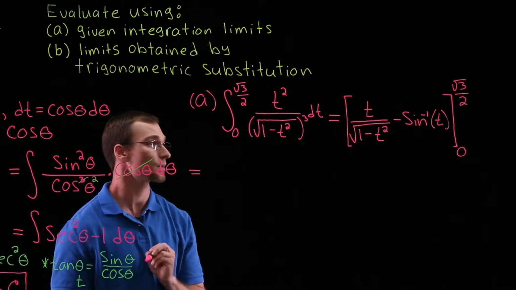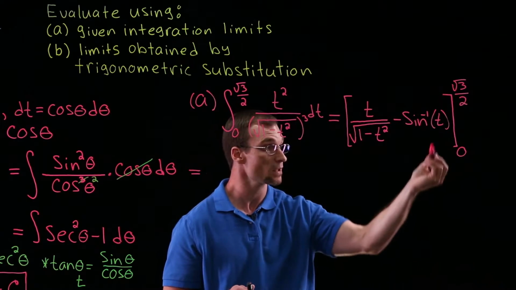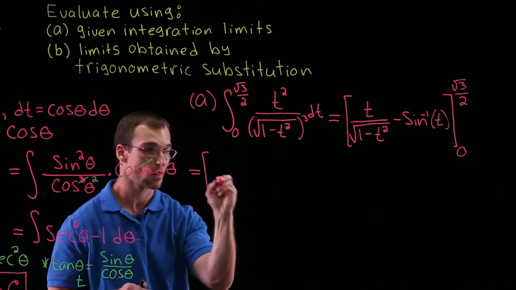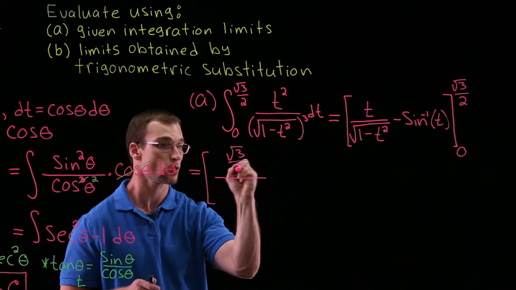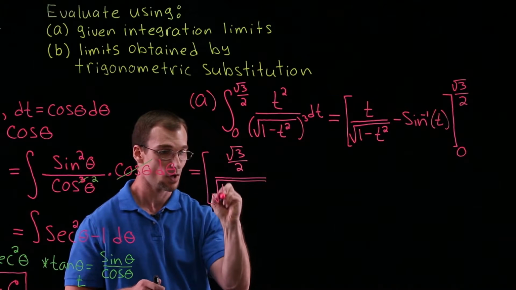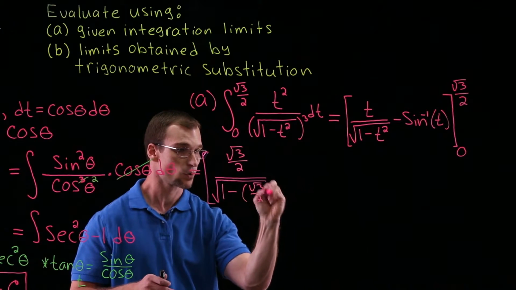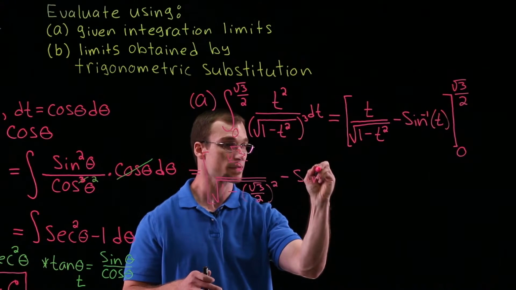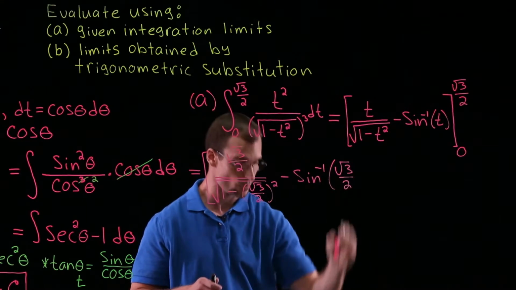Okay. All right, so how do we do this? Well, take the upper limit, plug it into our function, and subtract everything with the lower limit plugged in. So plugging in root 3 over 2 in for t, we're going to have root 3 over 2 divided by the square root of 1 minus the quantity root 3 over 2 squared, minus the sine inverse of root 3 over 2.